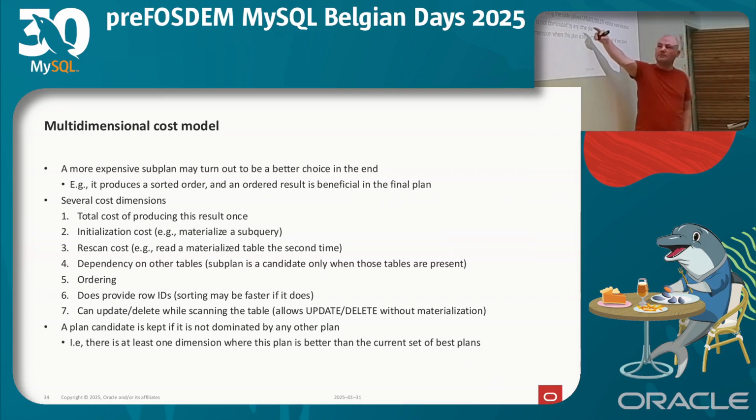A few more dimensions. Do our plans produce row IDs that we can use in sorting? If you sort by row IDs, you can stuff more rows into our sort buffer.